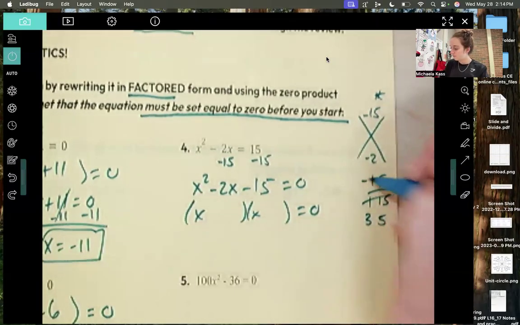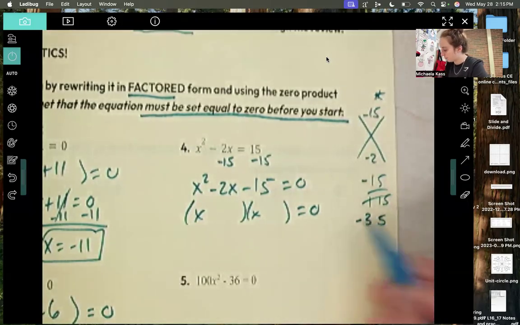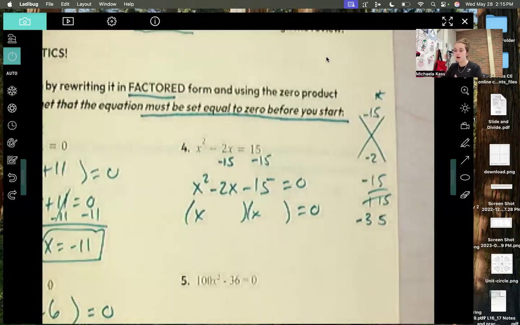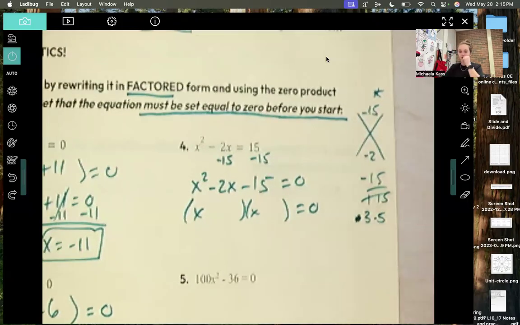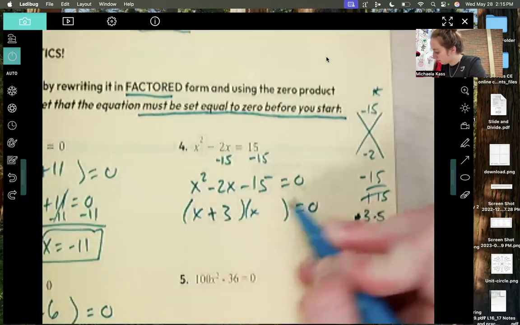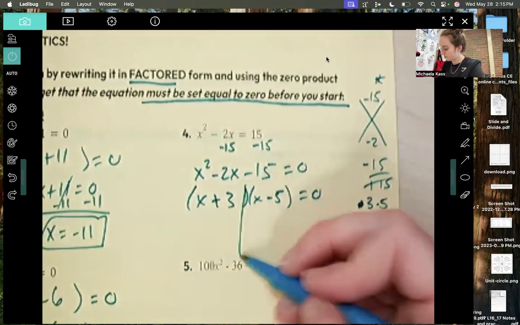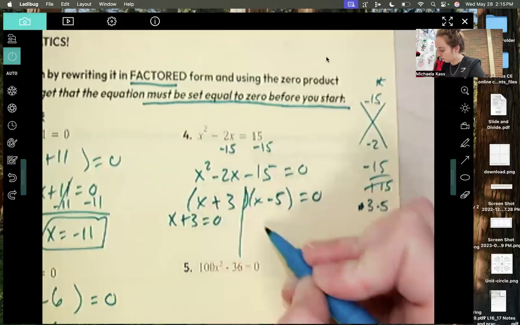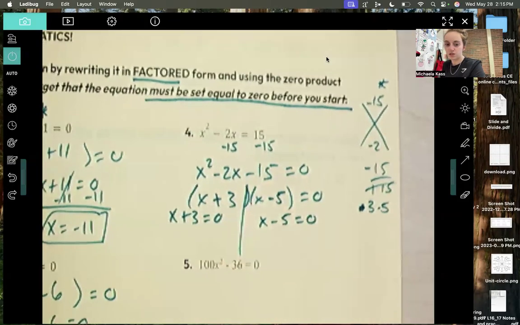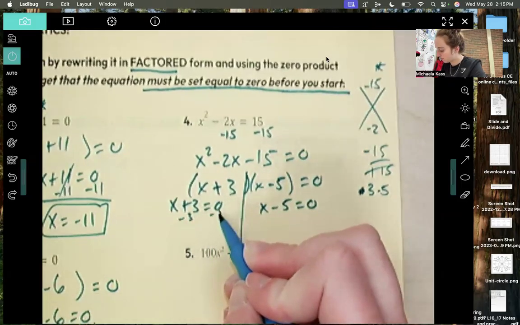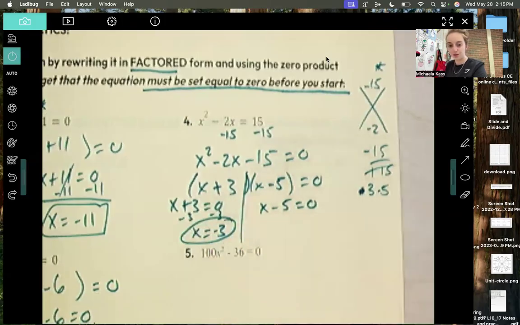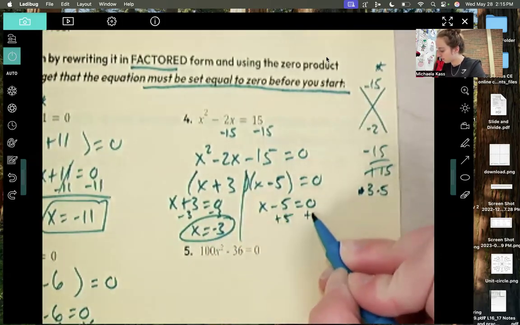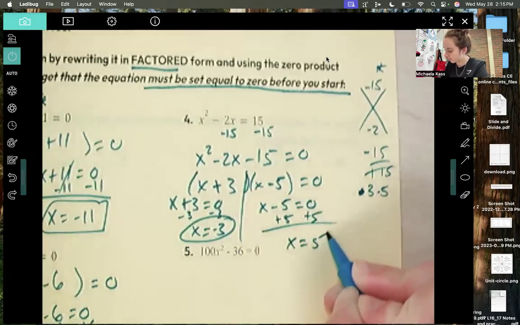Now, it's a negative 15, so we have to figure out where does the negative go. Let's try it. If I put the negative on the 3, negative 3 plus 5 is positive 2, not negative 2. So let's move it to the 5. 3 minus 5, that's negative 2. So it's going to be x plus 3, x minus 5, equal to 0. Split and solve. It says plus 3, so I subtract 3. We got x equals negative 3. This says minus 5, so I add 5. Got x equals 5.